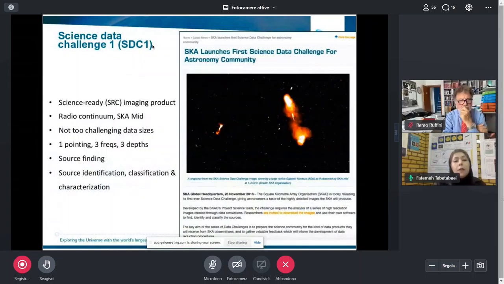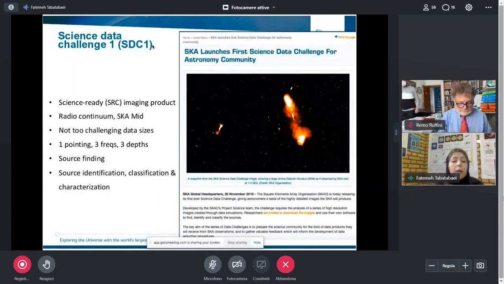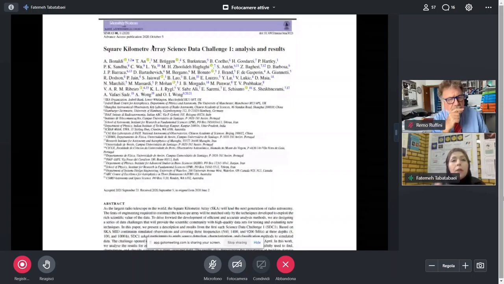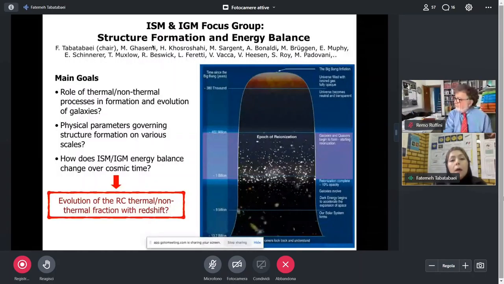So for the data challenge, you know that handling the data is a big challenge for the SKA, with such a huge amount of data that we are going to have. So they have prepared simulations in order to prepare the scientific society to work with this big amount of data. We have taken part in this data challenge, and we have used both traditional source finding algorithms and also machine learning algorithms, the results of which you can find in this published paper in MNRAS.